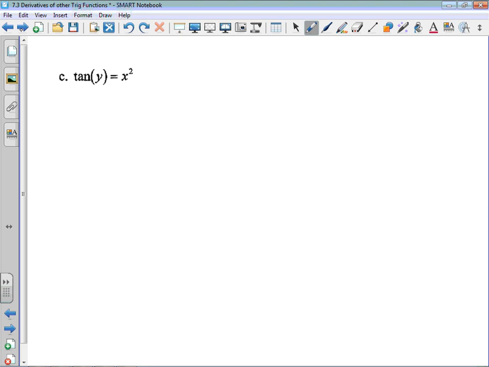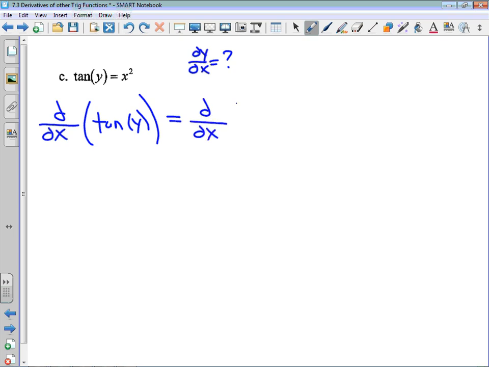So instead, right off the bat, if I want to know what dy over dx is, what I need to do is introduce the derivative on both sides. So I'm going to take d over dx of the tan of y, and that's going to be equal to d over dx of x squared. Now, the derivative with respect to x of the tangent of something is secant squared of that something. But then I have to multiply the derivative of the inside. The derivative of y with respect to x is that Leibniz piece, dy over dx or y prime. And then on the right-hand side, this is pretty classic, it's just 2x.